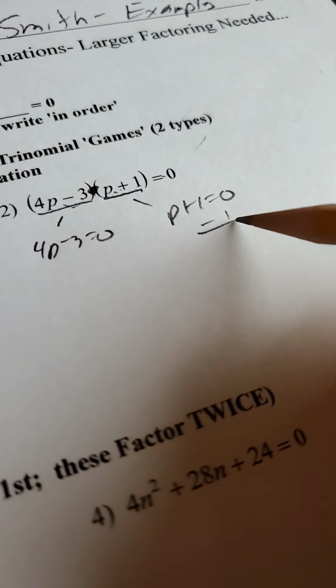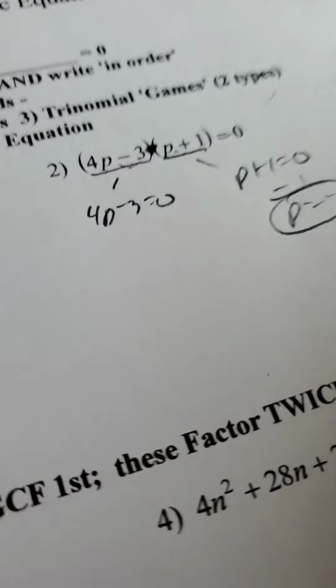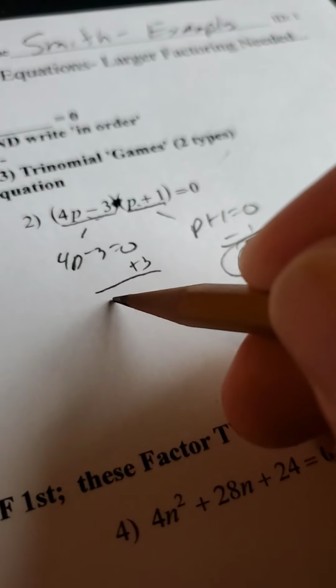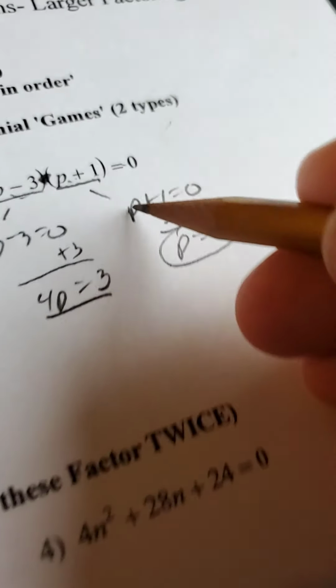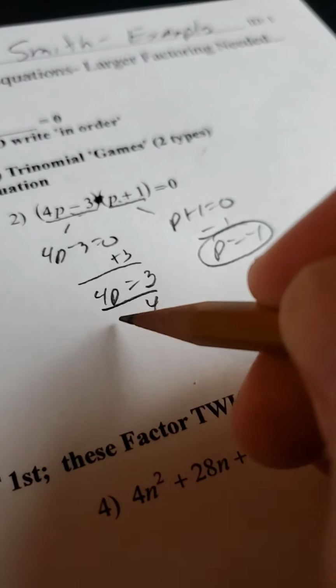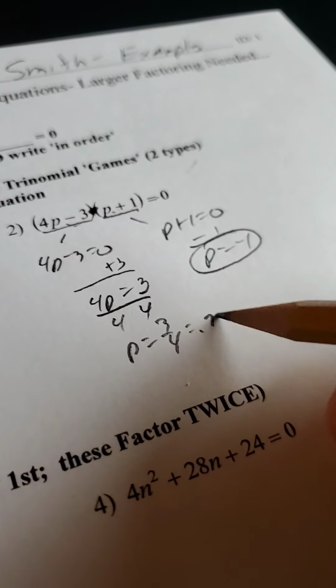This is the one we've been doing. P equals negative 1. This one is just a 2-step equation. You're going to have a fraction for an answer. You add 3. 4p equals positive 3. And then since this one was p, you're done. Since this one's 4p, you're not done. You need to divide by 4. And the answer is 3/4 or 0.75.